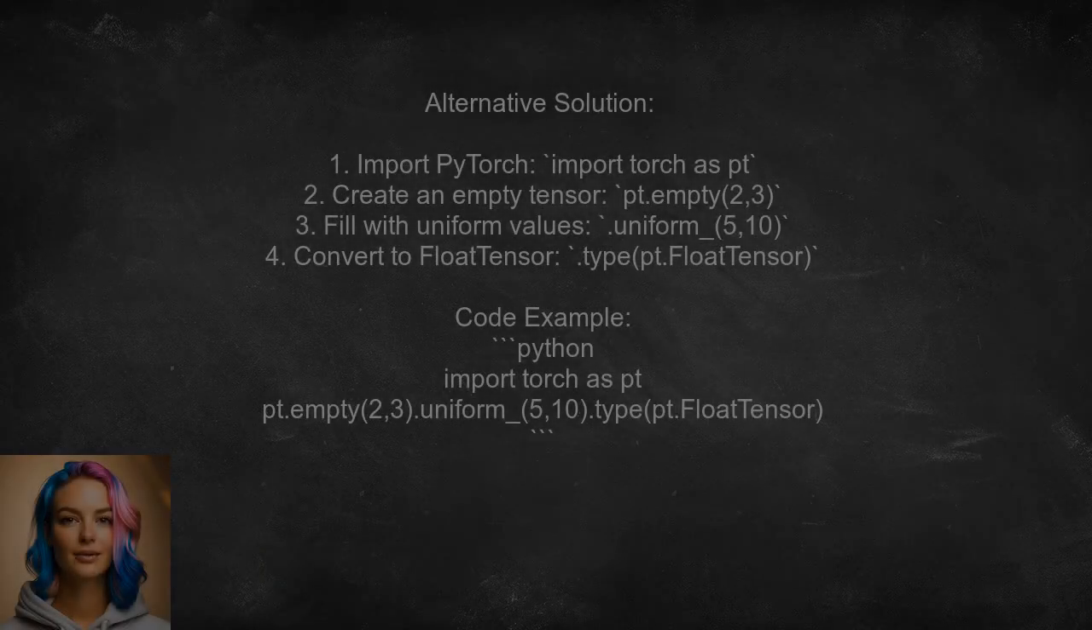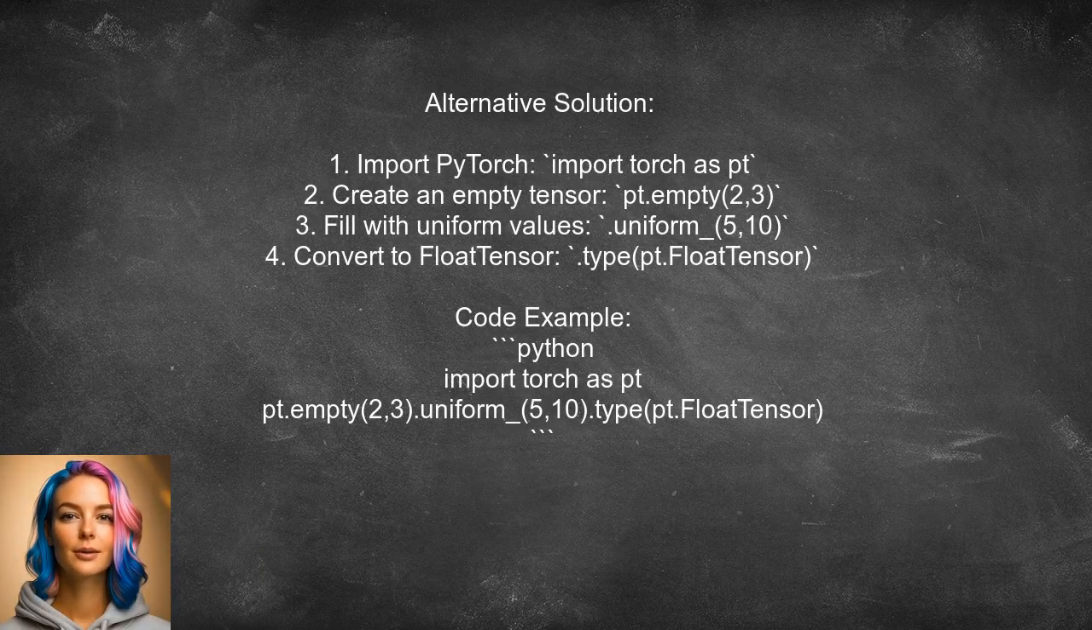Let's see another perspective. An alternative approach provided by a user involves using the PyTorch library to create a tensor filled with values from a uniform distribution. They suggest using the empty function to initialize a tensor and then applying the uniform method to fill it with random values within a specified range.